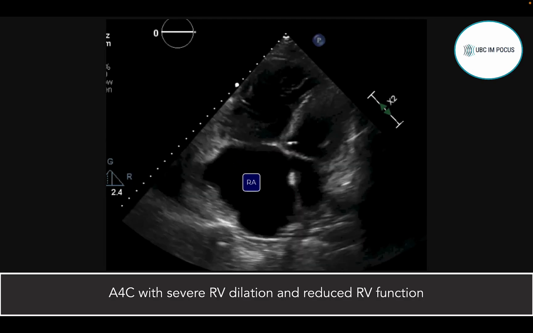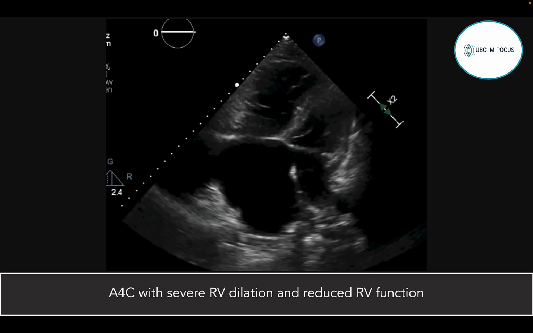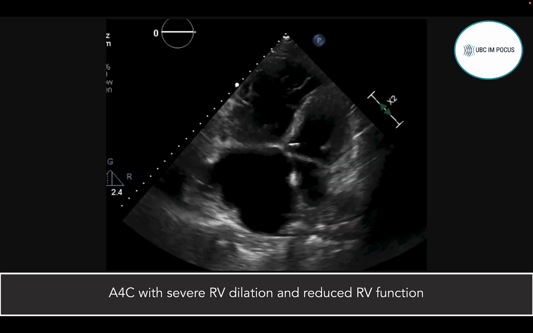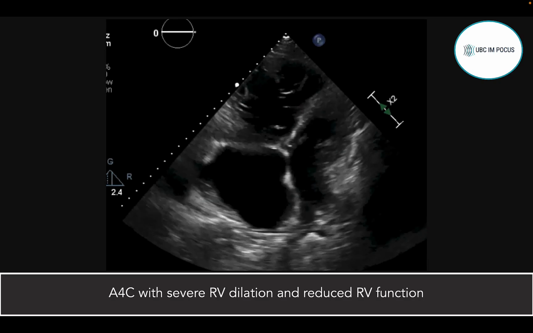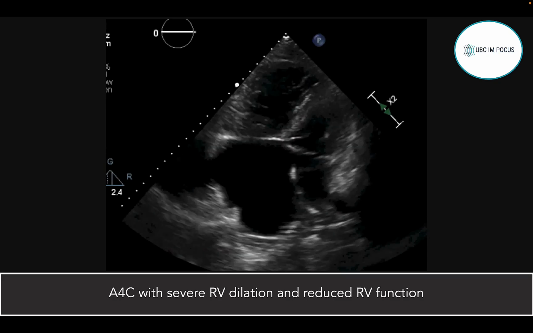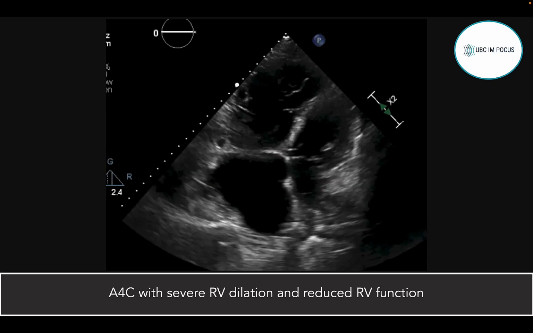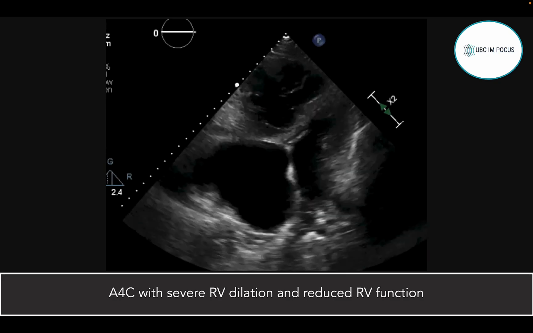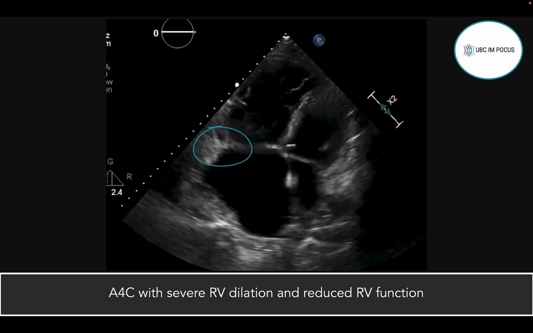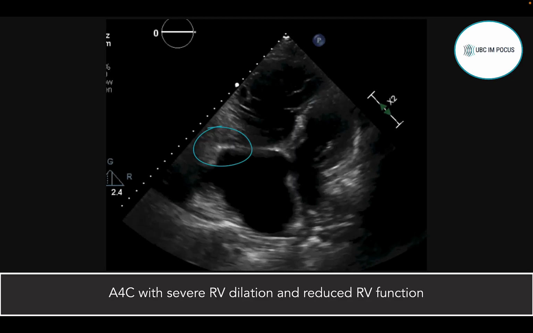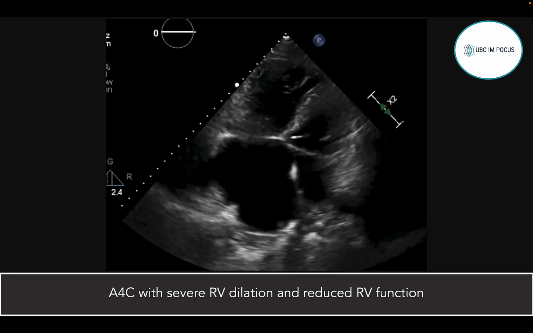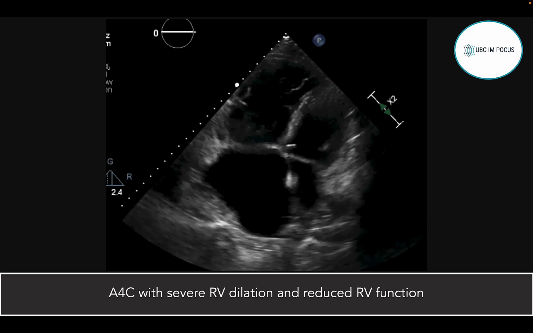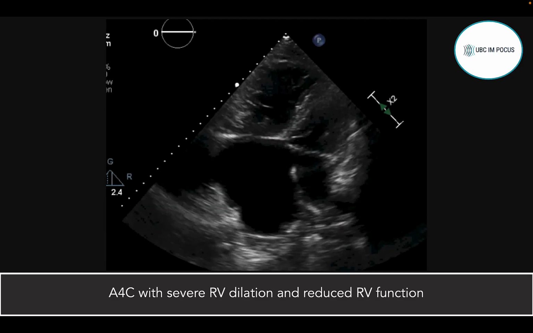Reduced RV systolic function. Visually, we can look at the TAPSE and also at the RV free wall movement, the two things we look at for RV function. And we see that the RV chamber size isn't really changing as the RV contracts. And the lateral annulus of the tricuspid valve isn't really moving up and down very well. So severely reduced RV systolic function and severe dilation. So this is a very unhappy RV.